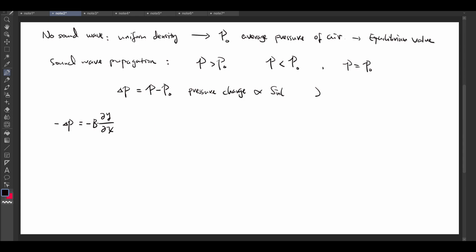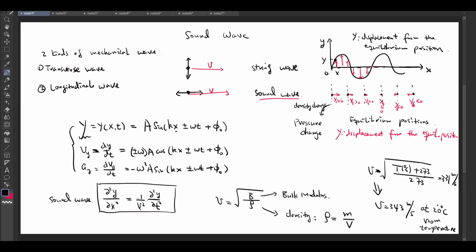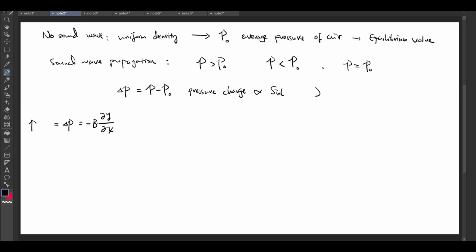And just like in the case of the displacement y, we don't call that delta y. We just call it y because we set the origin right at the equilibrium position. Then we have delta y equals y. Now we do the same thing. You can imagine that the origin is set at P equals P naught, the equilibrium value. Then the pressure change from the equilibrium position, delta P, is P. So that's why we call it P here. And it's also a function of position and time.